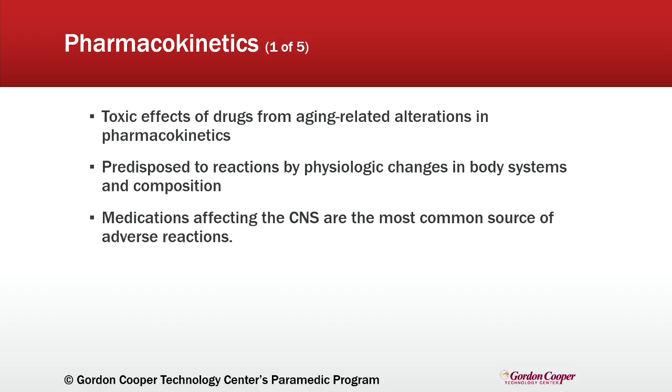Aging-related changes in pharmacokinetics can cause toxic drug effects. Older adults are more prone to reactions due to the changes in body systems and composition. Increased body fat can extend a medication's half-life, and medications that affect the central nervous system commonly cause adverse reactions. Barbiturates and benzodiazepines are frequently linked to toxic effects in elderly patients. Dosages for central nervous system active drugs should often be reduced as patients age.